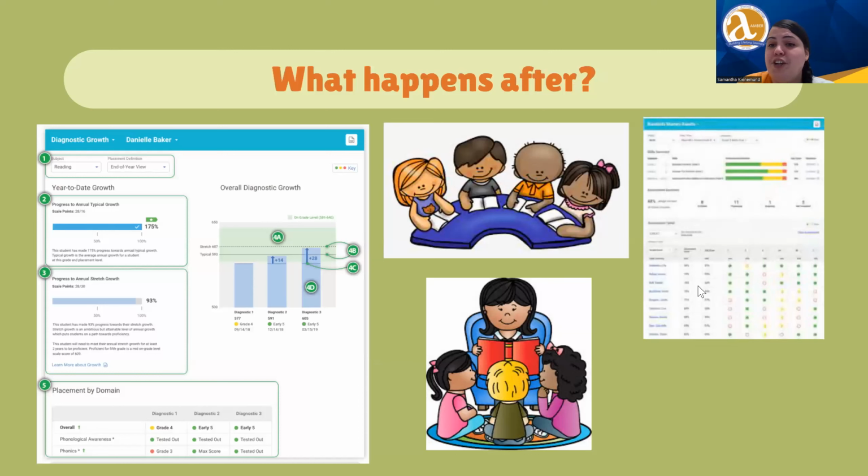Now, what happens after? After a student takes a diagnostic test, teachers can instantaneously gather a report on that. We'll be able to see growth, placement based on standards, and be able to understand what domains each student needs more support in. Based on this information, we can then create intentional small groups and give intentional work.